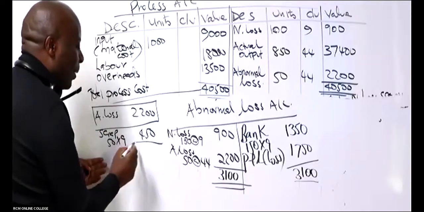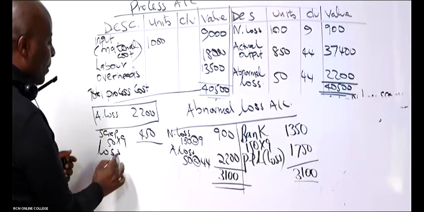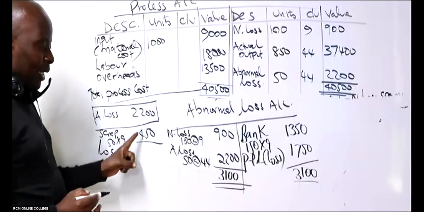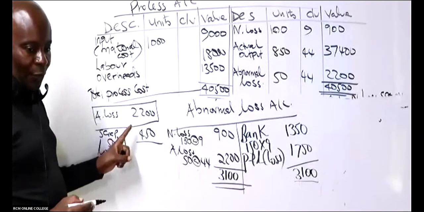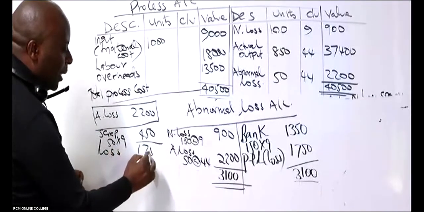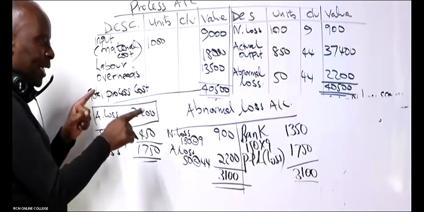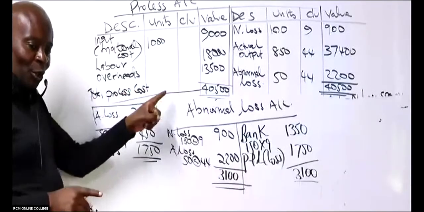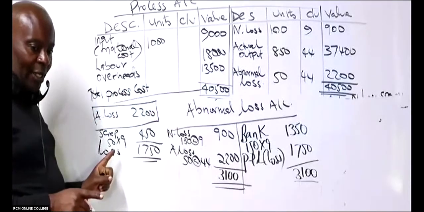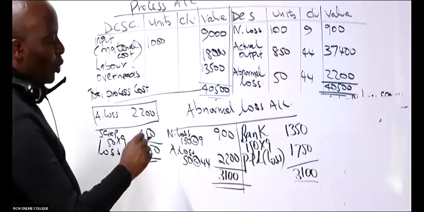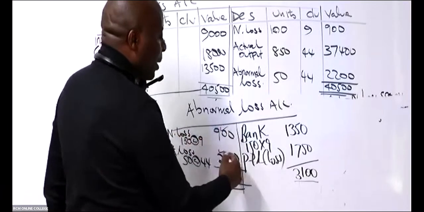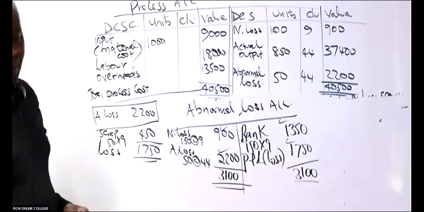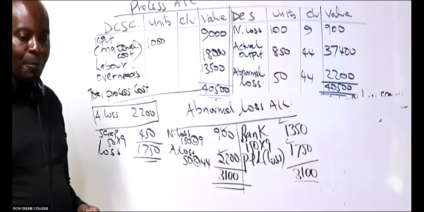Then what loss am I making out of this? What is 2,200 minus 450? It gives me the same amount which I've been able to get from the abnormal loss account. But the examiner needs you to do it this way, not shortcut, because we as examiners, we shall always mark the entries.